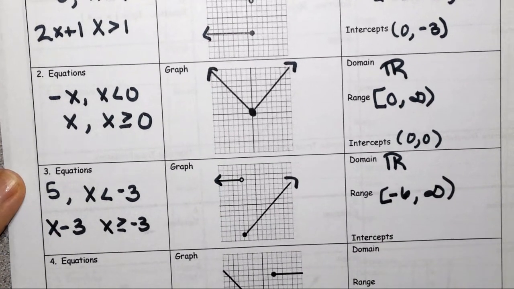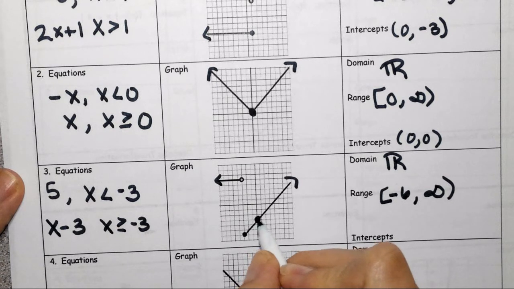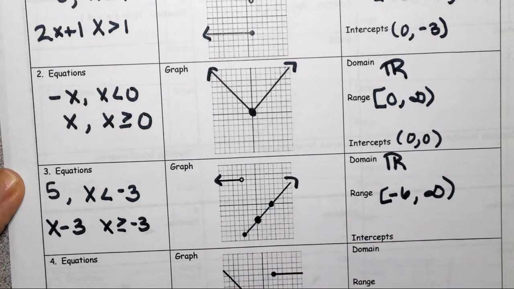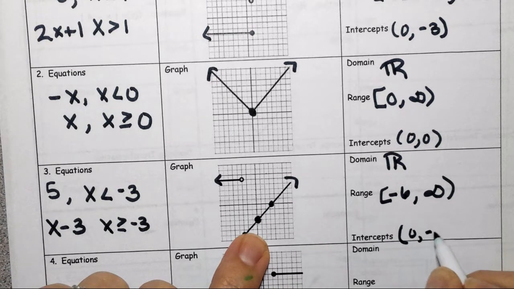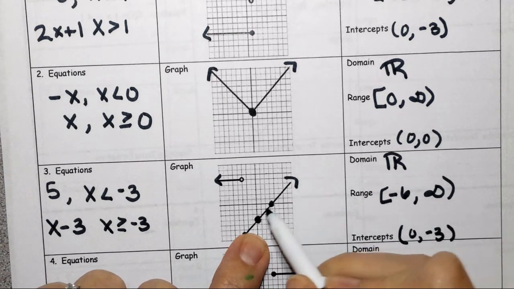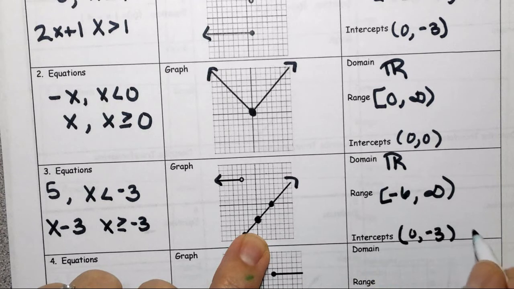Intercepts are anywhere it touches the x or the y. So I have a y-intercept, and it looks like I have an x-intercept. So the y-intercept is at 0, -3, and 1, 2, 3. My x-intercept is at 3, 0.